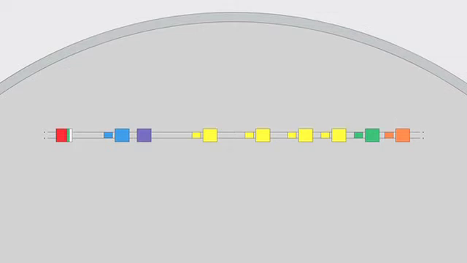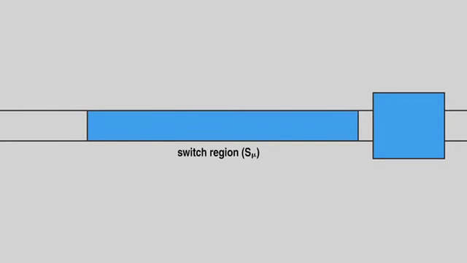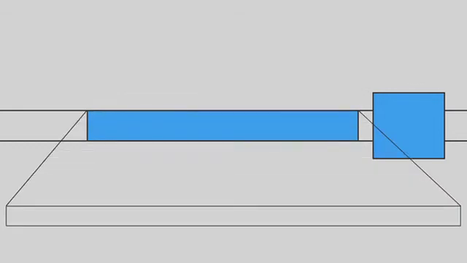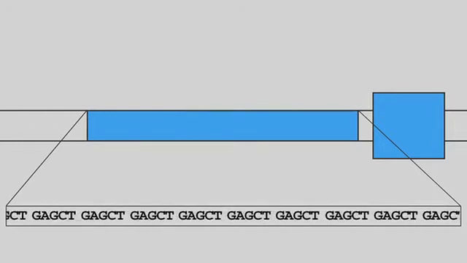With the exception of C delta, each of these constant regions is preceded upstream by a sequence of DNA known as a switch region. Switch regions range in size from a few kilobases to nearly 10 kilobases in length, and are composed of hundreds of repeats of G-rich short DNA sequences characteristic of these regions. For example, the switch region located upstream of the C mu constant region is approximately 3 kilobases in length and is composed of approximately 150 copies of this short 21 nucleotide element, which itself contains 3 copies of the pentameric sequence GAGCT.